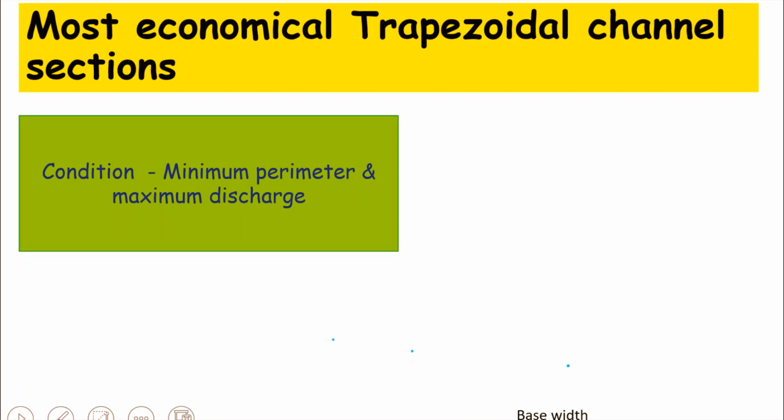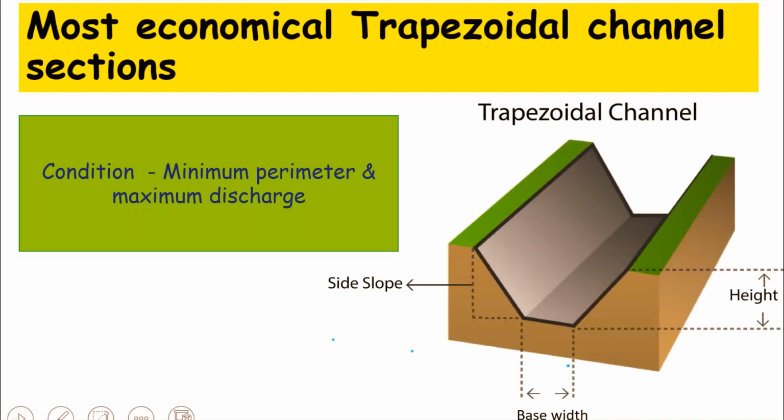Now let us move to most economical trapezoidal channel section. So the condition for most economical and efficient trapezoidal channel section is same as the condition for rectangular. So for any channel section to be most economical and efficient, the minimum perimeter should give a maximum discharge. So the trapezoidal channel section will be like this. We have two sloping sides and a base.